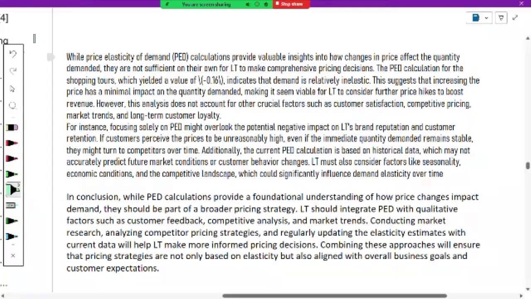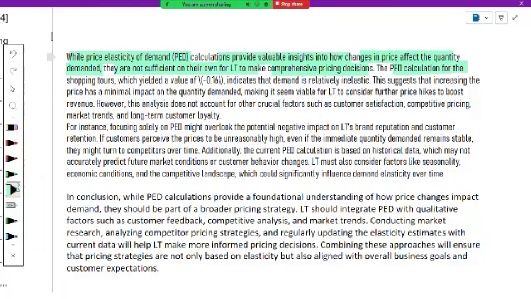So first of all, we have to write the definition of PED, but I didn't write any definition, but you can write it because you will be getting your 2 marks of knowledge. So while PED calculations provide valuable insights into how changes in price affect the quantity demanded, they are not sufficient on their own for LT to make comprehensive pricing decisions.